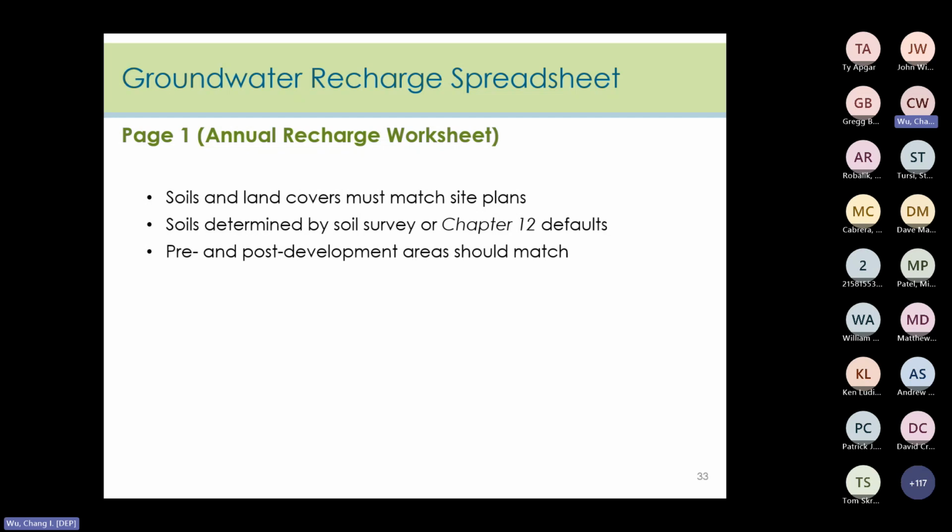So when you review the spreadsheet, you need to review whether the soil and the land cover match the site plan, whether the soil is determined by soil survey or using the Chapter 12 defaults. And also the areas for the pre- and post-construction must match.